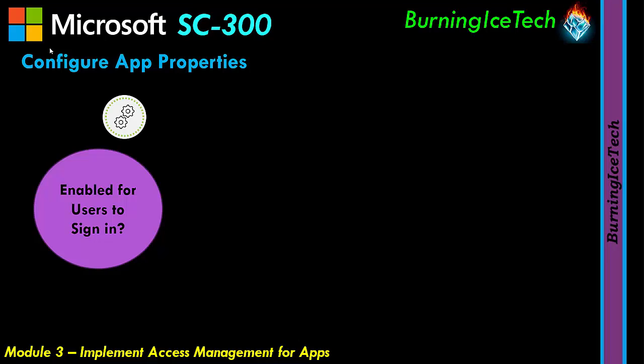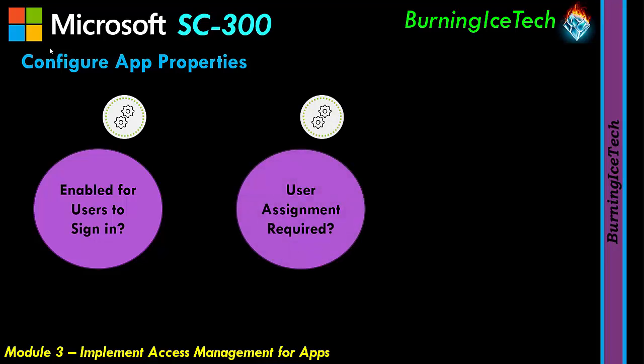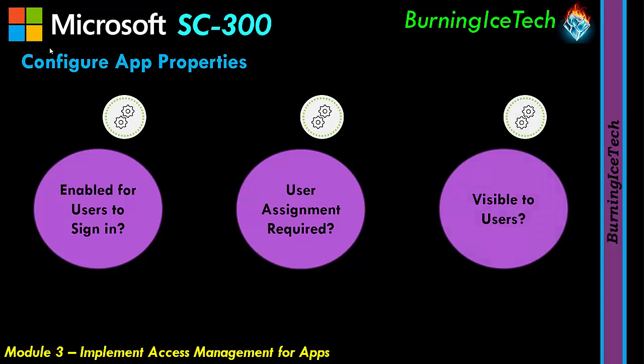So with that one, it determines whether users assigned to the application can actually sign in. If it's not enabled, users cannot sign into the application. The second property is user assignment required. Now, if you've got that one, it determines whether users who are assigned to the application can actually sign in if need be. And then the third app property is visible to users.